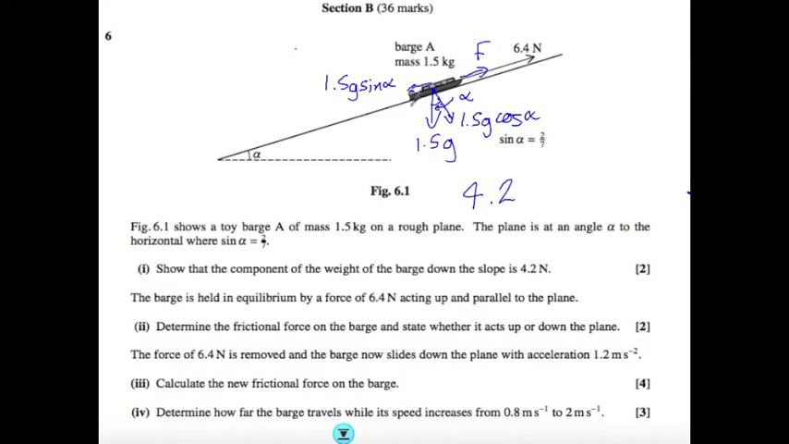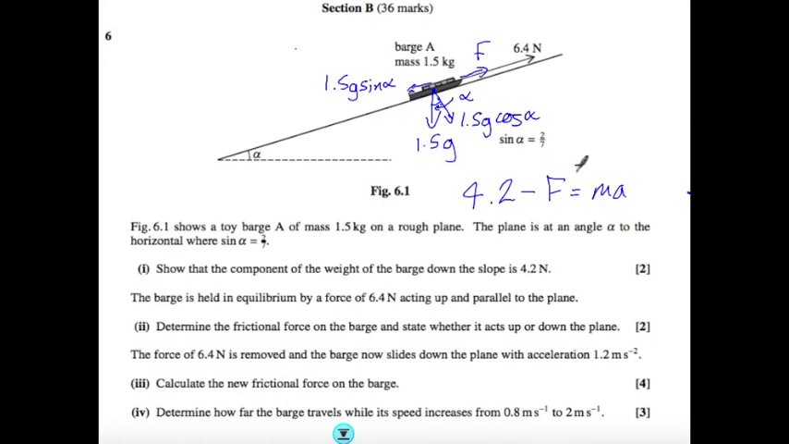So the overall force on the barge is 4.2 minus F, and then we know by Newton's second law this has to equal ma. So remember, it's the resultant force on the object equals mass times acceleration. So don't confuse this with the F in F equals ma. The F in F equals ma is always the resultant force.